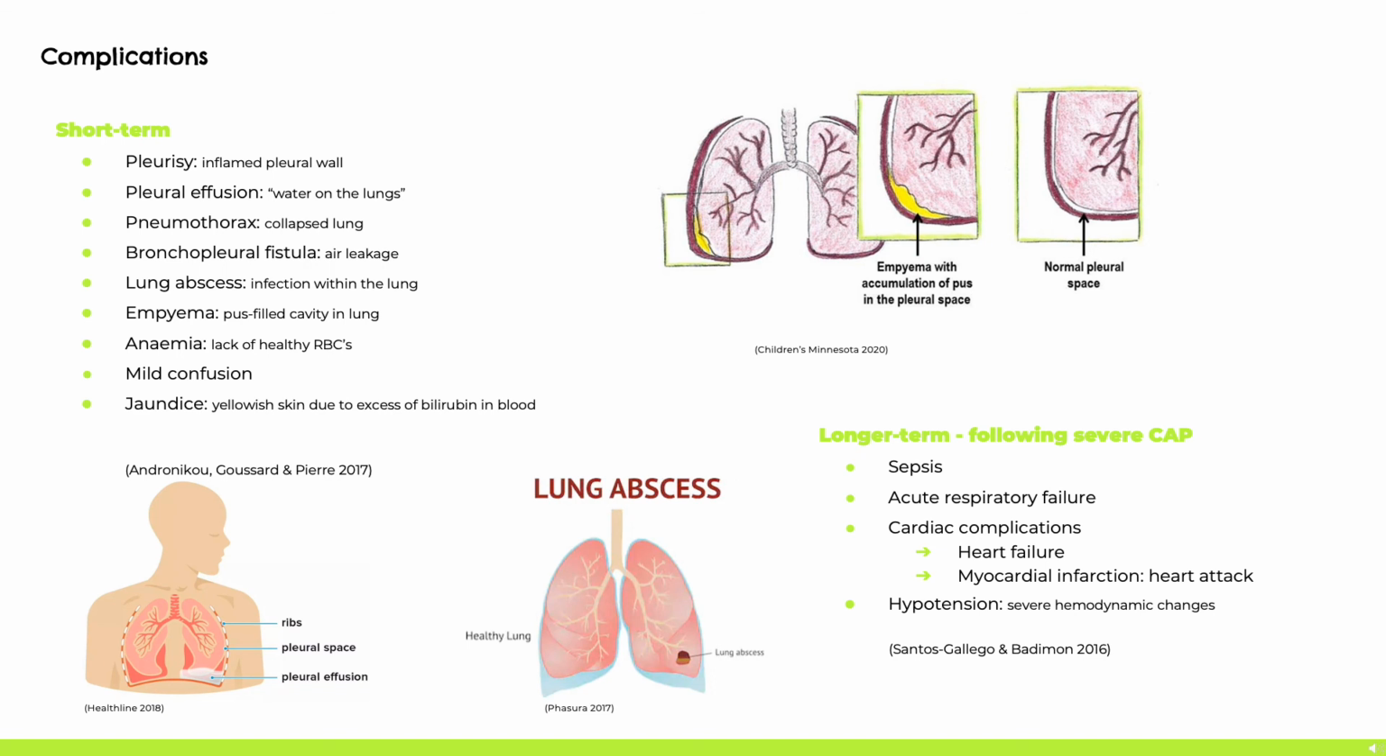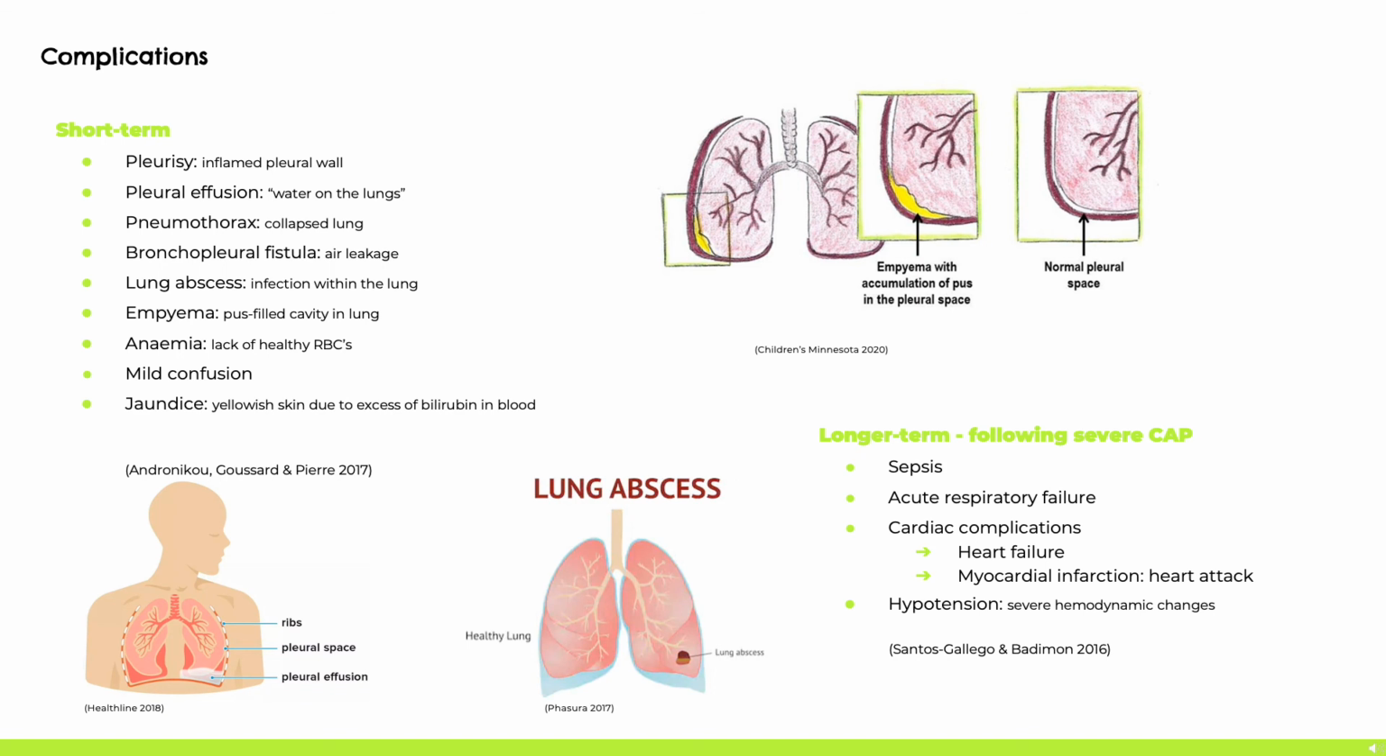Further possible complications include developing a lung abscess or empyema. The difference between these two being that an abscess is an infection within the lung, whereas an empyema is a pus-filled cavity within the lung. Both generally develop due to inadequately treated pneumonia, as a result of bacteria replicating and causing damage to lung tissue. These complications can take approximately 4 to 8 weeks to heal.